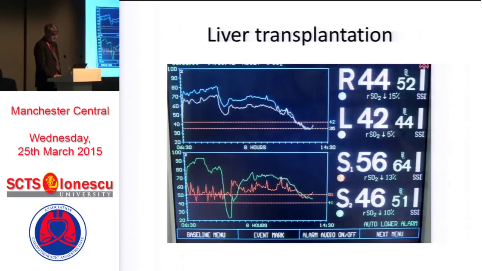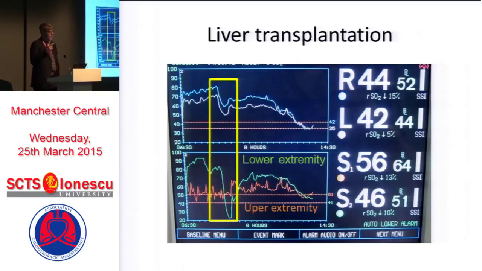And this is what will happen in hepatic resection. So whenever there's the clamping, in orange you have the upper extremity, in green the lower extremity, and at the top you have the brain saturation. So whenever you clamp the IVC, you will have instantaneously a desaturation in the legs because you're having venous congestion, and then the infrared will be absorbed. So you see this, it's a universal finding. Every time you clamp the IVC, you see this. And then it goes back to normal.